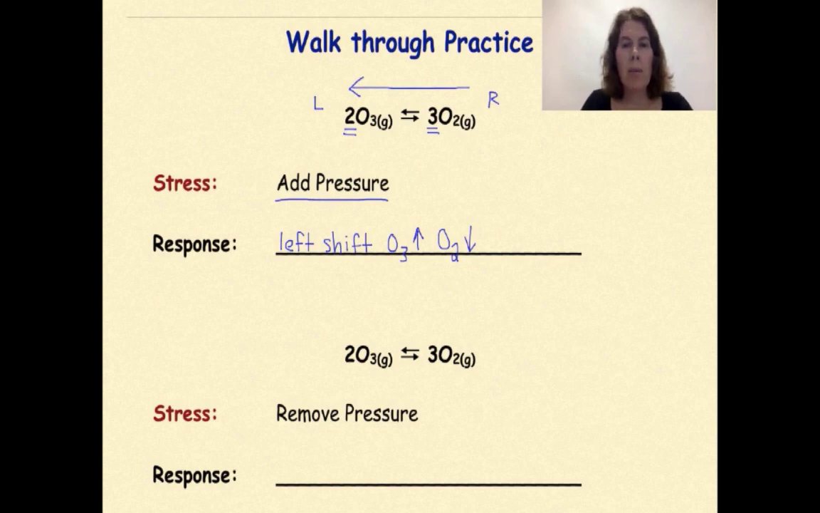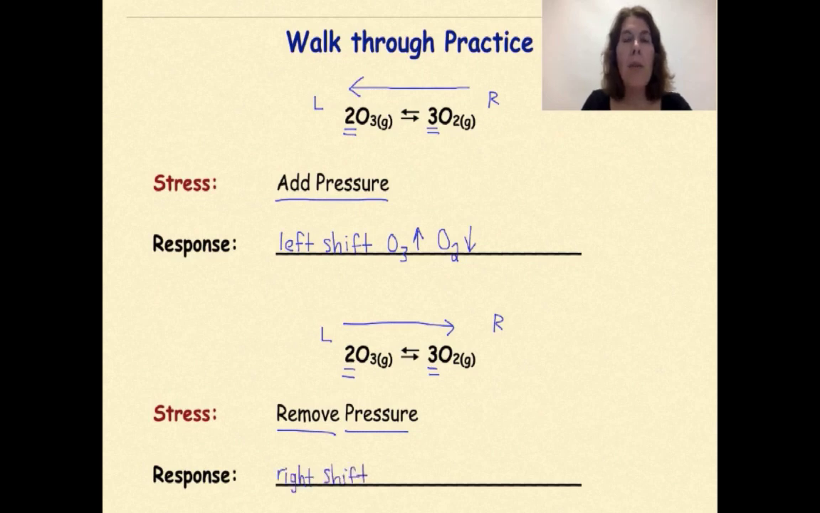Let's look at another example. In this situation, the stress is to remove the pressure. So I want to go to the side with more moles. This is my left, this is my right. If I look at my coefficients, again, I have 2 and I have 3. So I want to shift my point of equilibrium over to the side that's going to produce more moles of gas. Therefore, I'm going to produce more oxygen. So as a response to this stress, this is going to be a right shift.